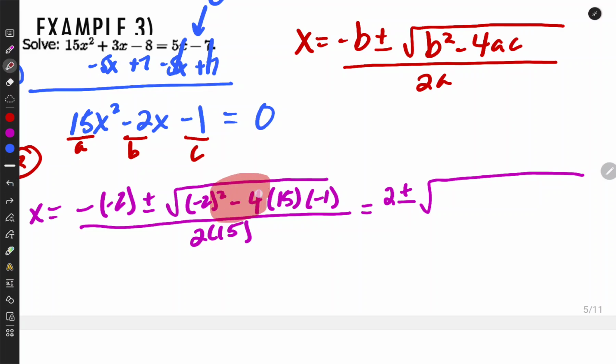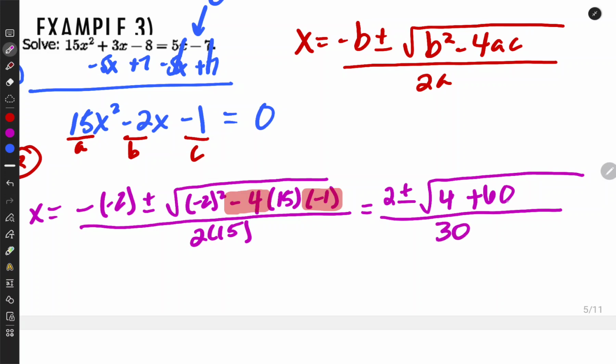Notice that we have a negative 4 and a negative 1. So when we multiply those two, they're going to become positive. So reading from what we have, a negative 2 squared is going to give us a positive 4. Negative 4 times negative 1 is a positive 4. 4 times 15 gives us 60. All over 2 times 15, which is 30. And we're going to keep going.